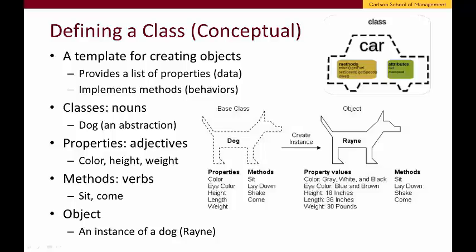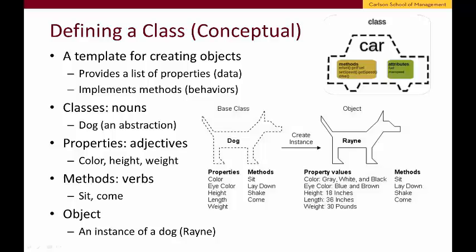In general, classes correspond to nouns such as car, dog, or loan. Properties are adjectives of those nouns such as dog color, height and weight, or loan amount, interest rate, and term. Methods are typically verbs describing various behaviors associated with class objects. For example, dogs can sit, come, shake, or lay down, as shown towards the bottom of the current slide.